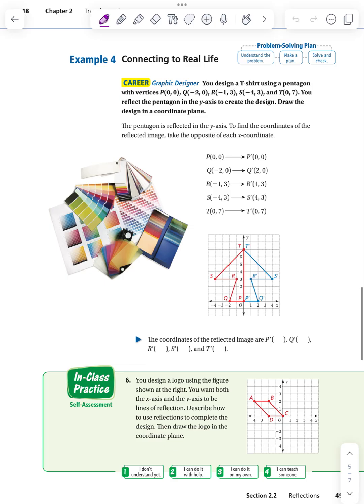All right, last example. You design a t-shirt using a pentagon and vertices P, Q, and R, and S and T at those coordinates. You reflect the pentagon in the y-axis to create the design. Draw the design in a coordinate plane. This would be the design that they drew. And these are the new images over here.